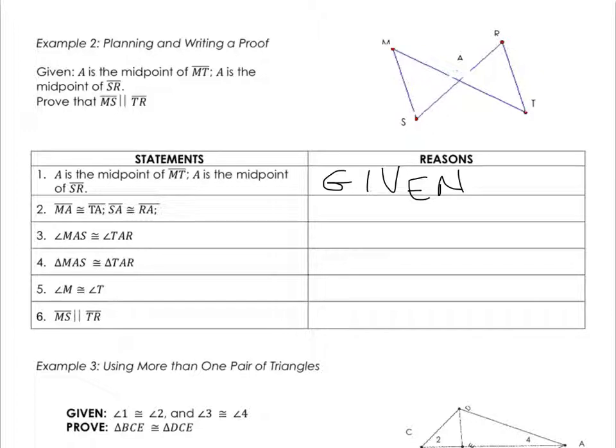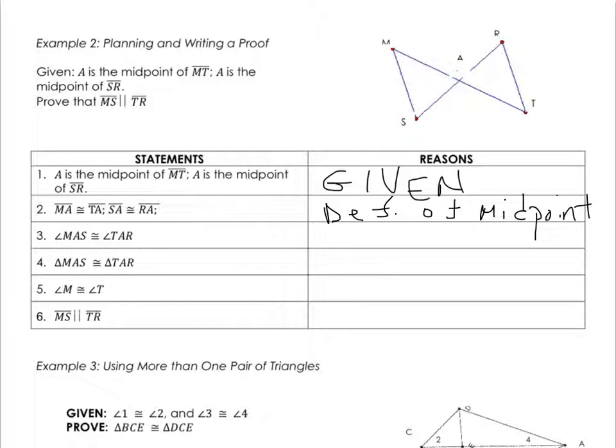And the next assertion that's made is that MA is congruent to TA and SA is congruent to RA. Now, why do you think that's possible? Why do you think we say that is true? Well, because we were told that A was the midpoint, so that's just the definition of midpoint.